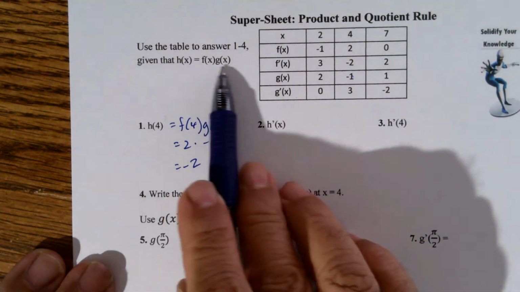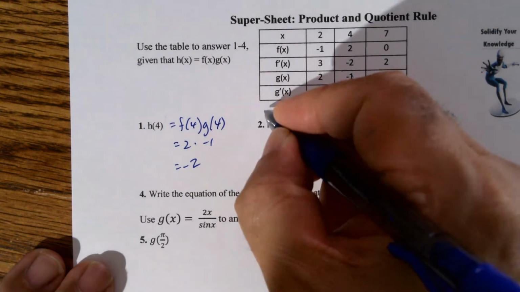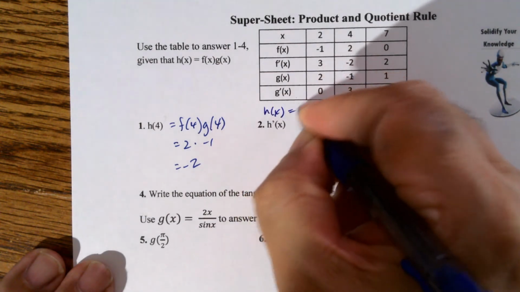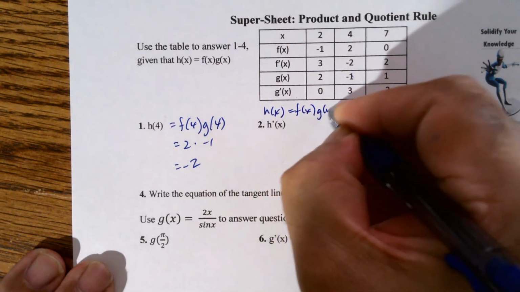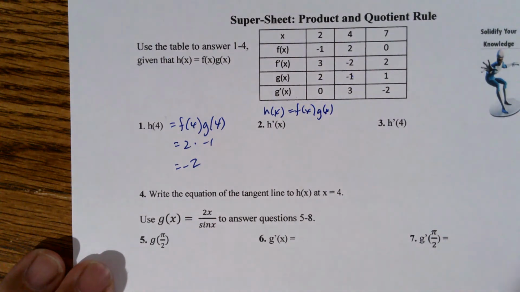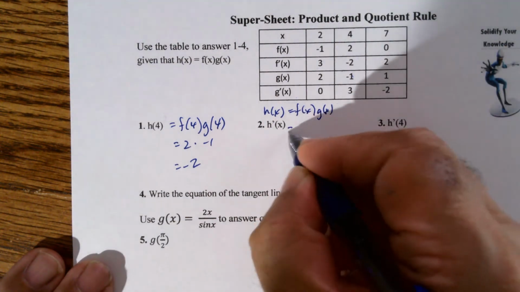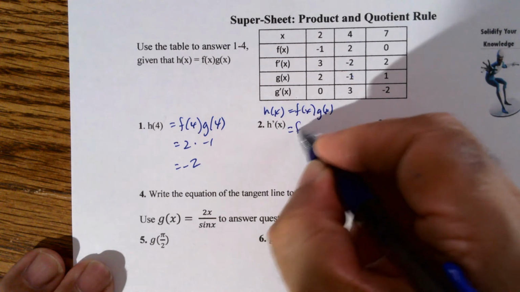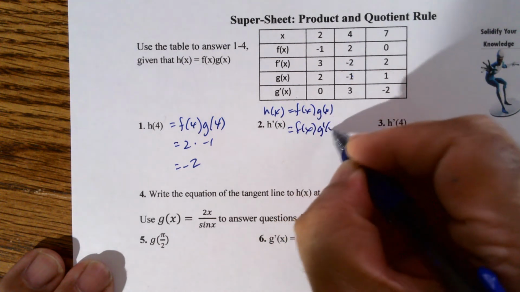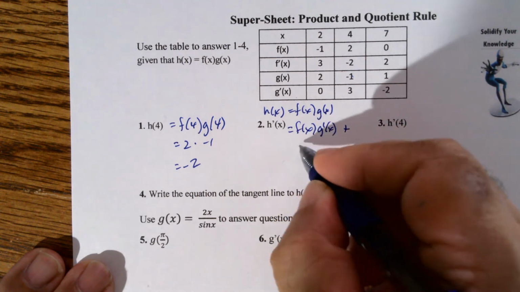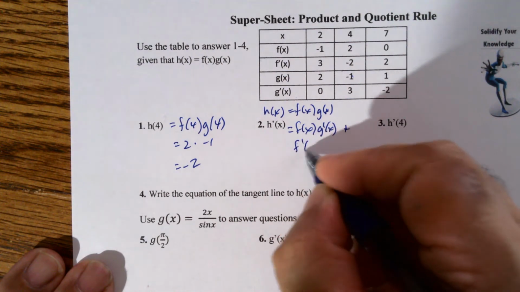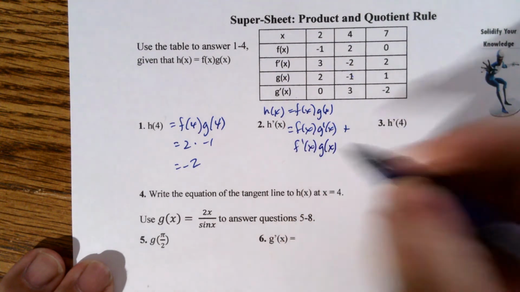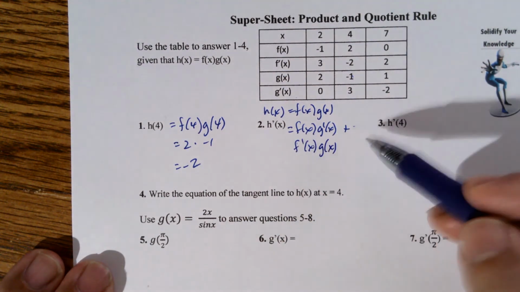This is a product, so I'm going to write it up here. H of x equals f of x times g of x. So I have to use the product rule. Product rule says keep the first constant, take the derivative of the second, plus switch the roles, so it's going to be f prime of x, g of x. So these are being added together. I just couldn't fit the space here.